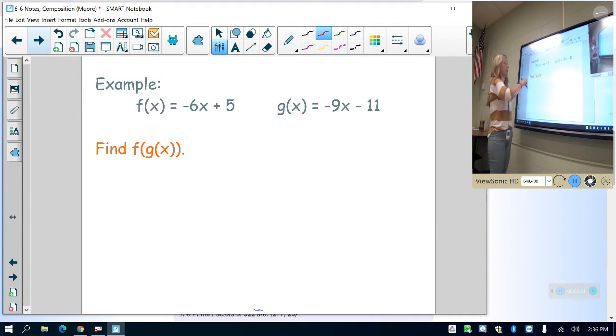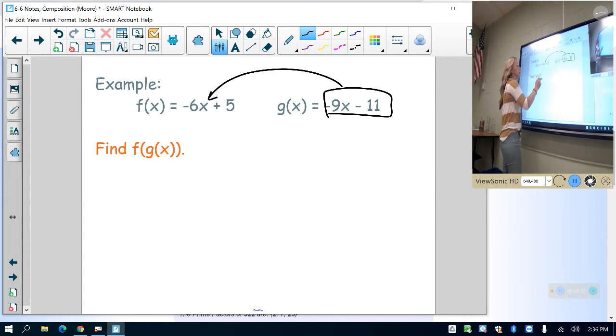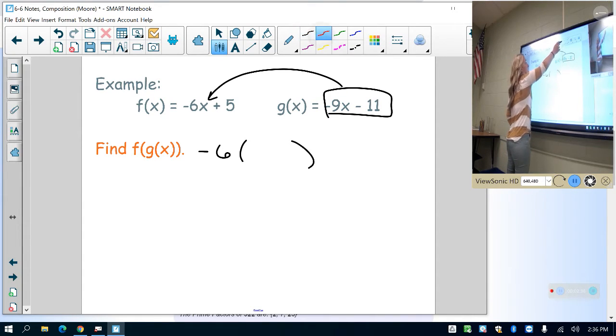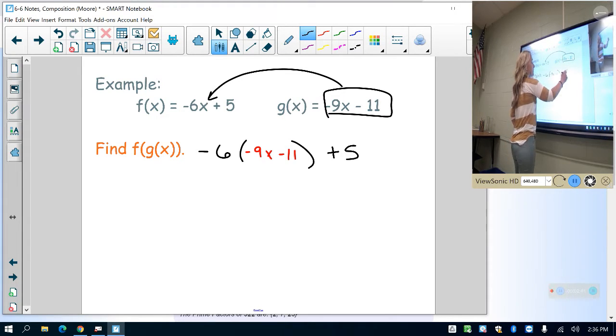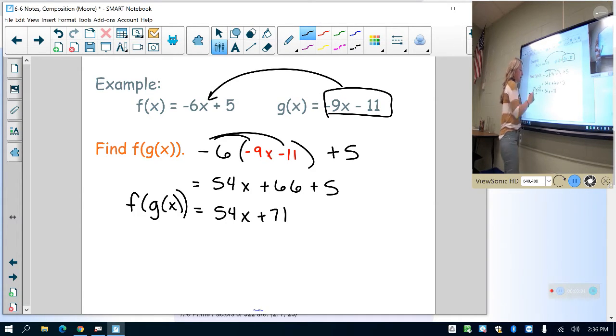Let's do another example. Given f of x is negative 6x plus 5 and g of x is negative 9x minus 11, find f of g of x. Since g is on the inside, we're going to take the entire g function and plug it into the f function. So I'm going to take this, replace x. So I have negative 6, and then instead of x, I'm going to put in negative 9x minus 11, plus 5. Simplify by distributing. So I have 54x plus 66 plus 5, which gives me 66 and 5 is 71, so 54x plus 71 is f of g of x.